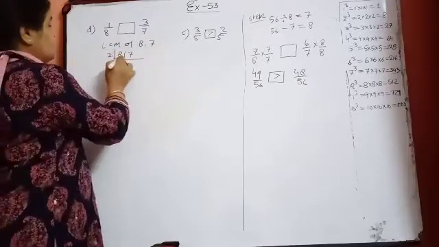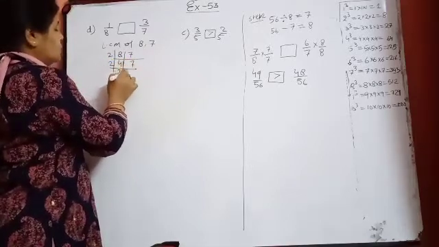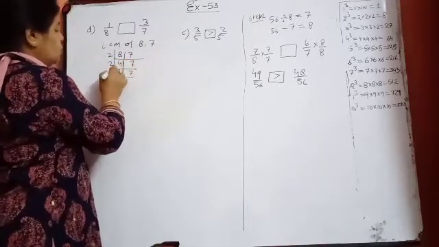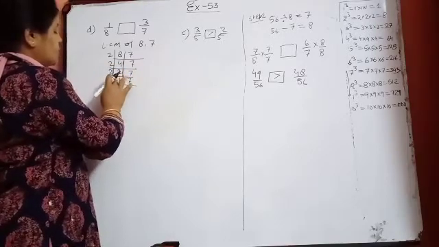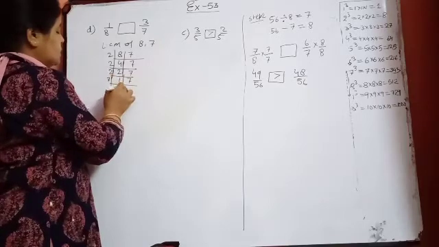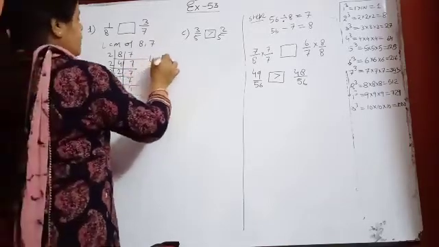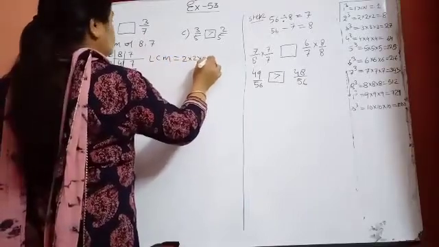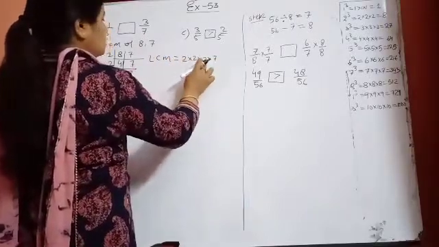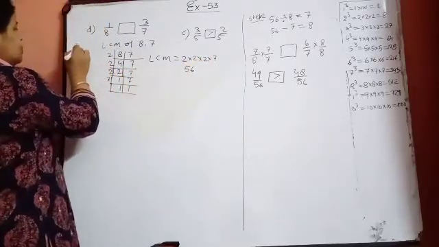Okay. 2 4s are 8, 7. Then 2 2s are 4, 7. 2 1s are 2, 7. Then 7 1s are 7. Okay. Now LCM is equal to 2 into 2 into 2 into 7. 2 2s are 4, 4 2s are 8, 8 7s are 56. So it is your step number 1.